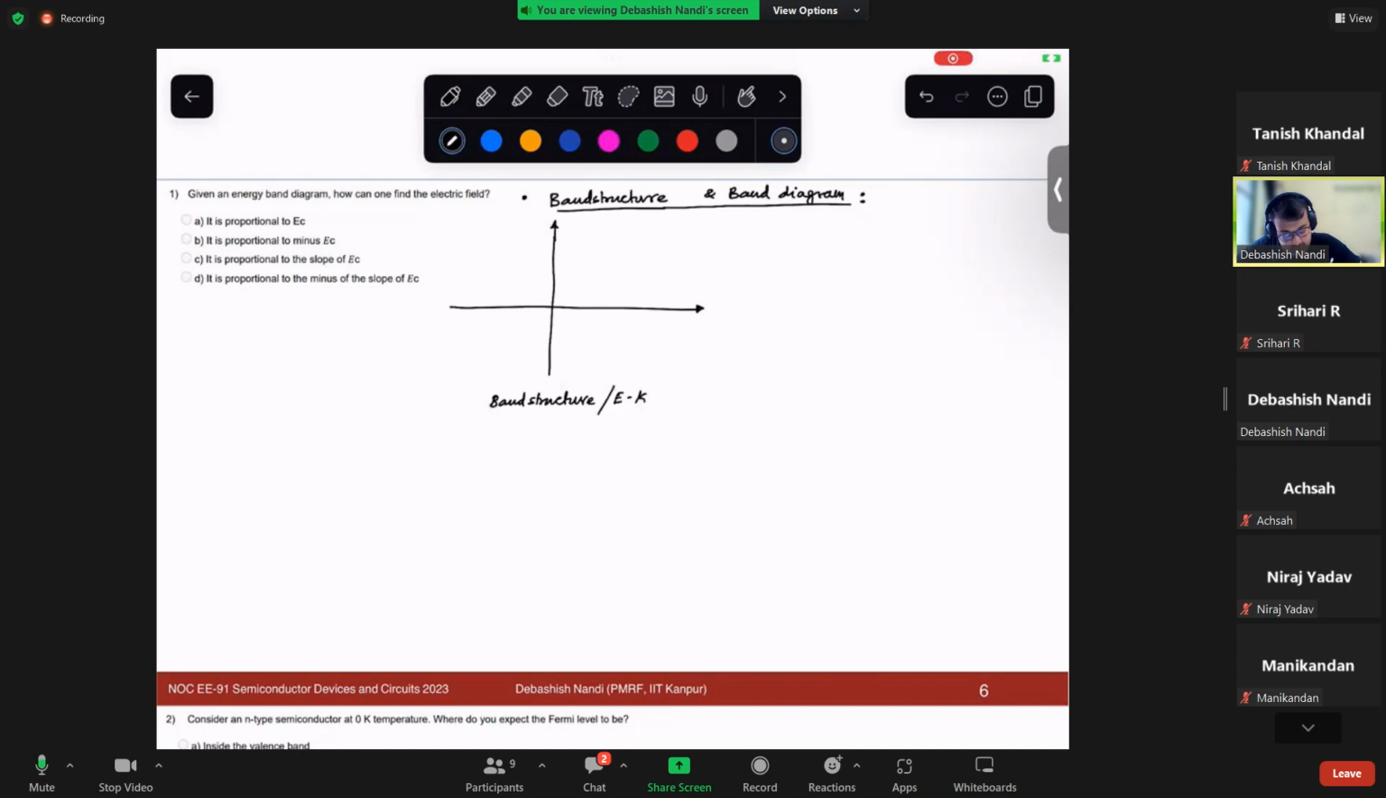Band structure is nothing but your E-K diagram. So let's say this kind of diagram you will find. This is your conduction band minima. This is your valence band maxima. And this is your energy gap.